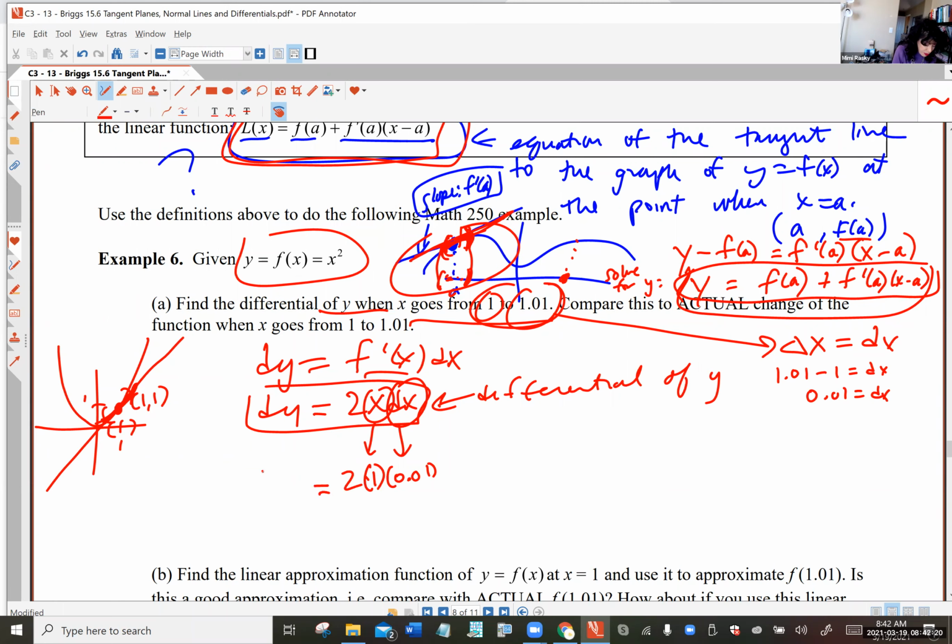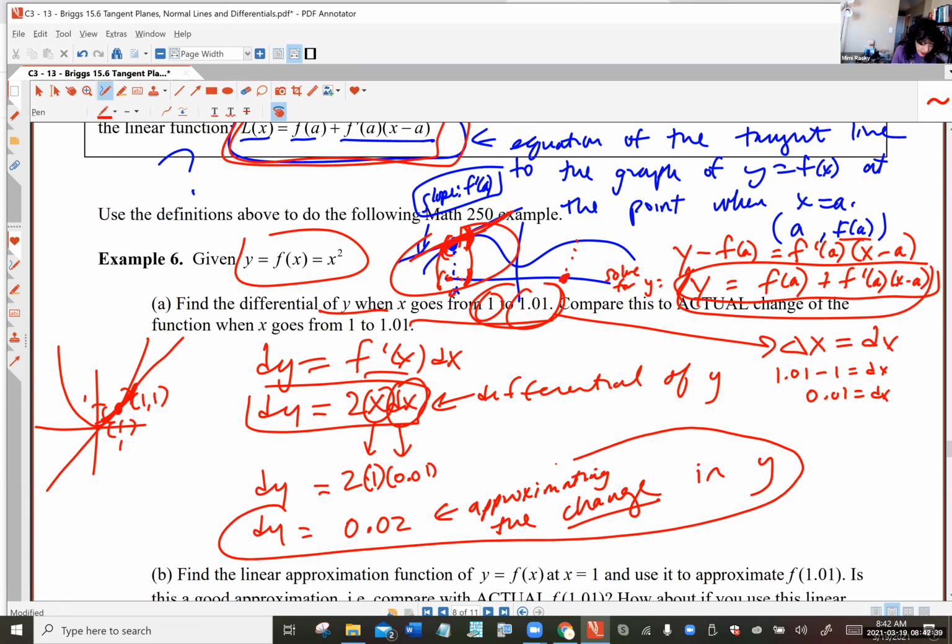And then we actually multiply this together. 2 times 1 times 0.01. The change in y, so this is approximating the change in y, is 0.02. And we're done with letter A. It's approximating the change in the y coordinate as the point goes from 1 to 1.01.